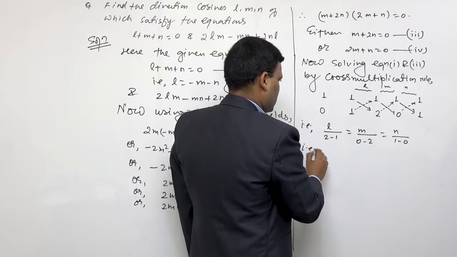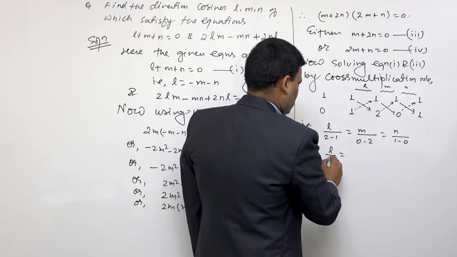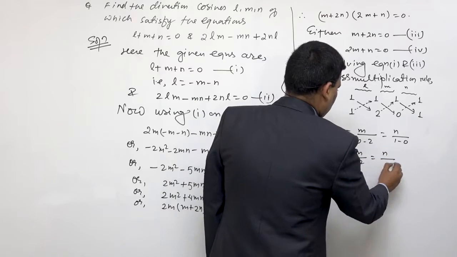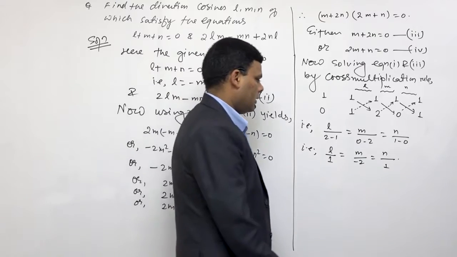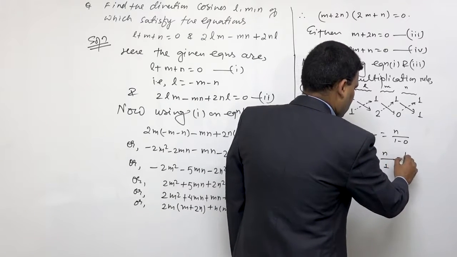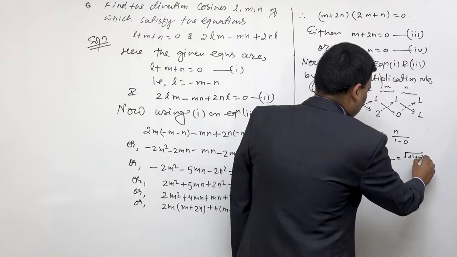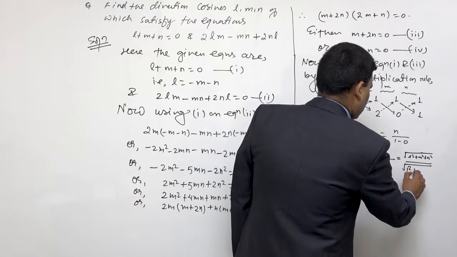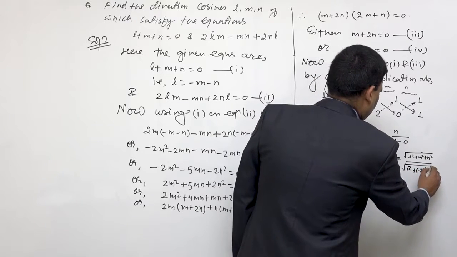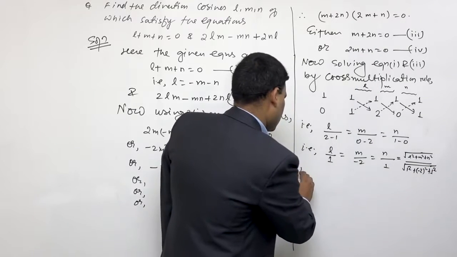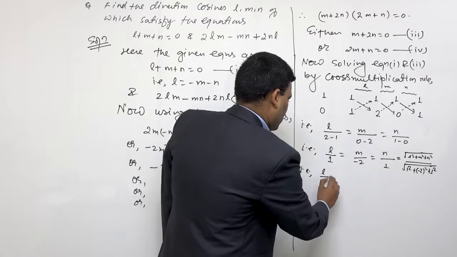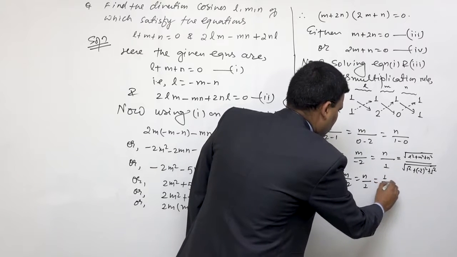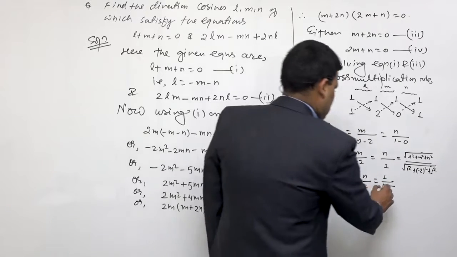that is l upon 1 equals to m upon minus 2 equals to n upon 1 equals to root over l square plus m square plus n square divided by root over 1 square plus minus 2 square plus 1 square, that is l upon 1 equals to m upon minus 2 equals to n upon 1 equals to 1 upon root over 6.